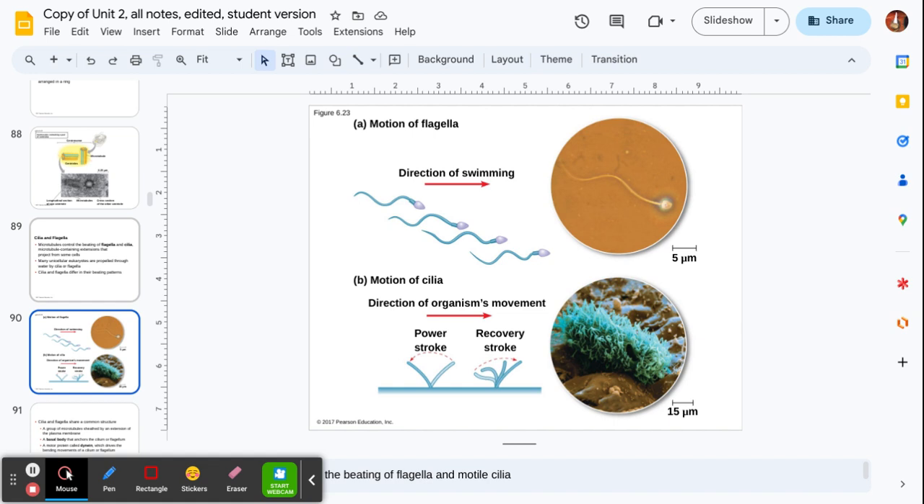All right, there I've got my little spermie. And then I've also got below here, so sperm at the top. And then down below, I've got some cilia. And the cilia are moving, for example, some dust, debris out of the lungs and back into the throat.